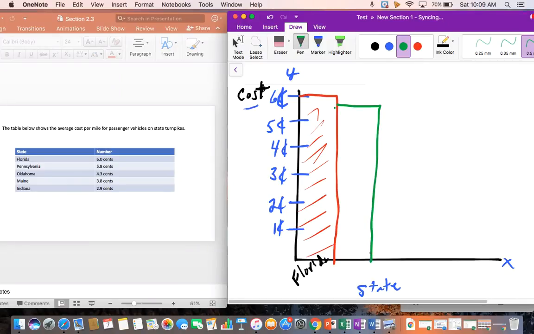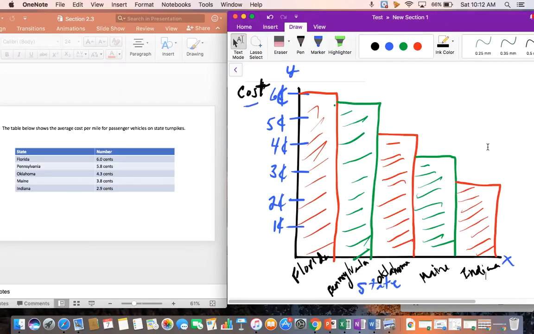Now I'm going to go ahead and fill in the rest of these graphs. All right, so this is what your final graph will look like. Remember, you try to keep each of your bar graphs the same width. There's no space in between, and we just went in and filled in the rest. So we had 4.3 cents, 3.8 cents, and 2.9 cents.